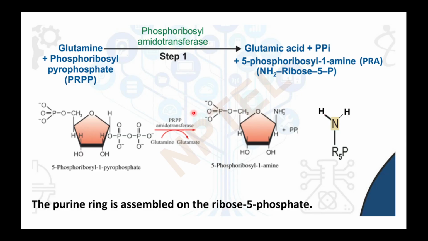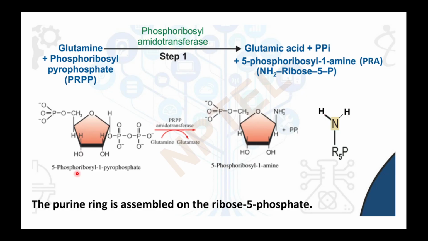Already at the 5th position, the phosphate was always there because we started from ribose 5-phosphate, right? So now the product that we are getting is 5-phosphoribosyl at the first position where pyrophosphate was attached in PRPP. Now in that first position, amine is attached. So we get 5-phosphoribosyl 1-amine because amine is attached to the first carbon. So 5-phosphoribosyl 1-amine, and it is also known as PRA. It is abbreviated as PRA.